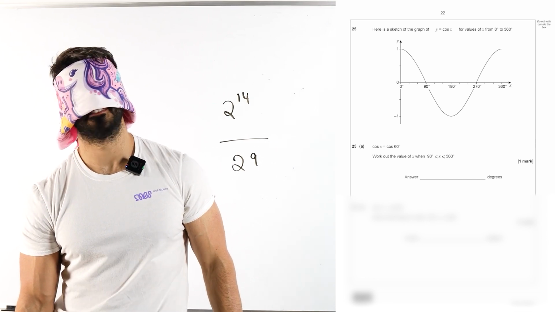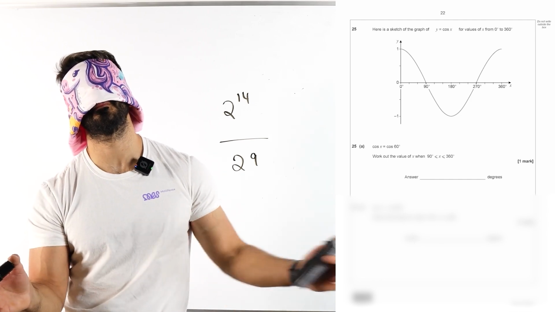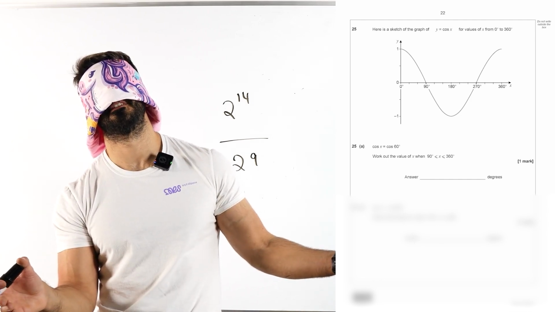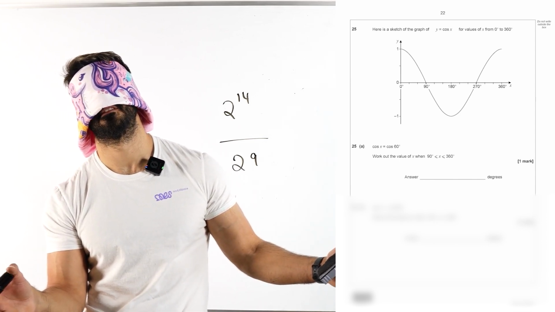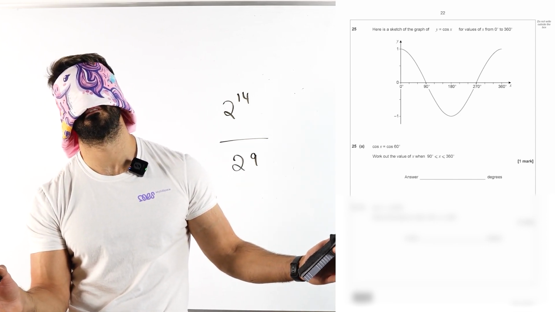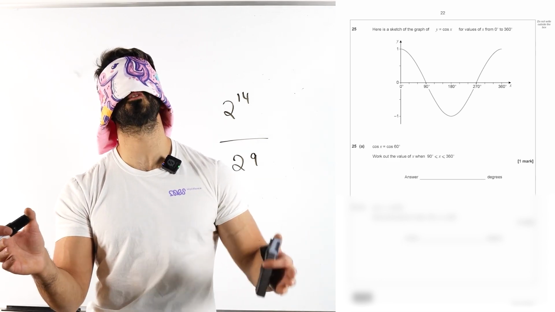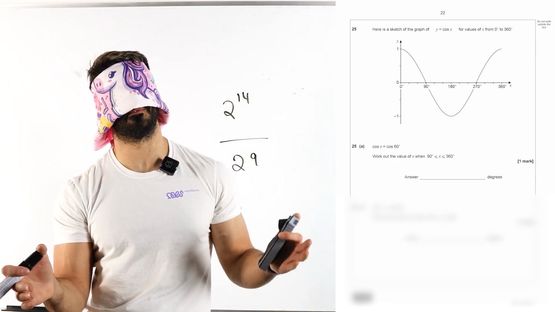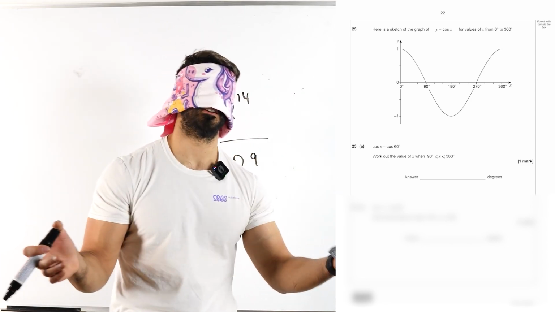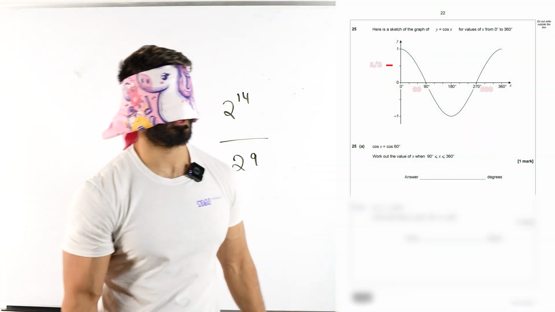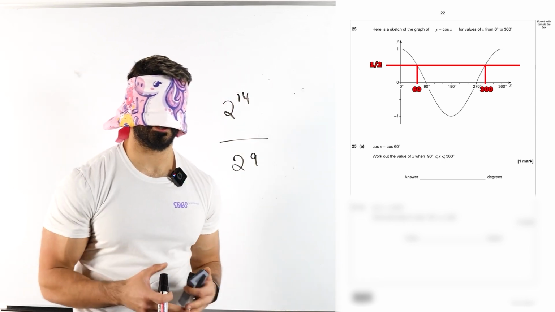Here is a sketch of the graph y equals cos x for values of x from 0 degrees to 360 degrees. Standard for GCSE. Part A. Cos x equals cos 60. Work out the value of x when 90 degrees is less than or equal to x is less than or equal to 360. Cos of 60, this is a non-calculator paper. It's primary, secondary value, isn't it? So the answer is 300. You just read across if you have the graph.